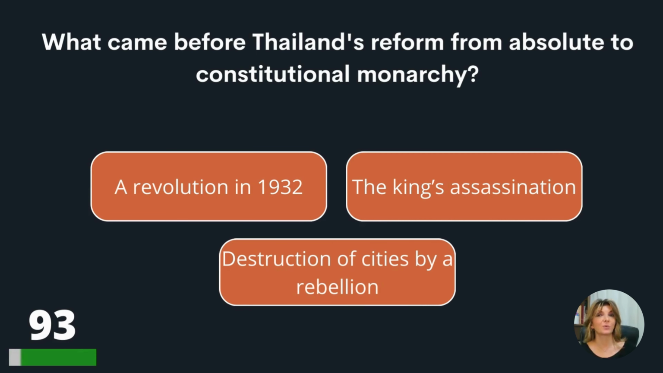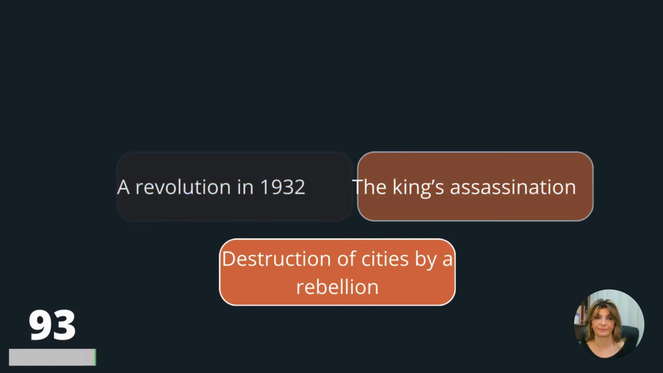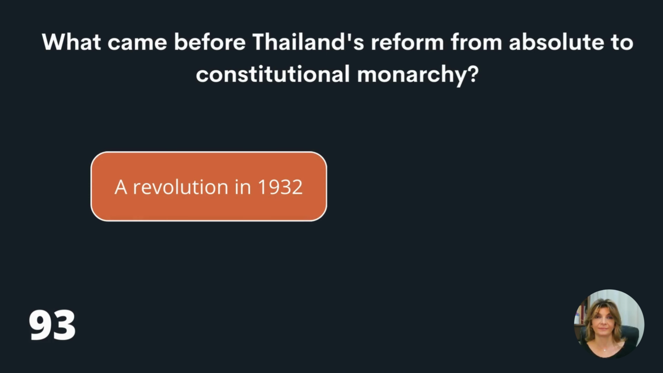What came before Thailand's reform from absolute to constitutional monarchy? A revolution in 1932, the king's assassination, or destruction of cities by a rebellion? A revolution in 1932.